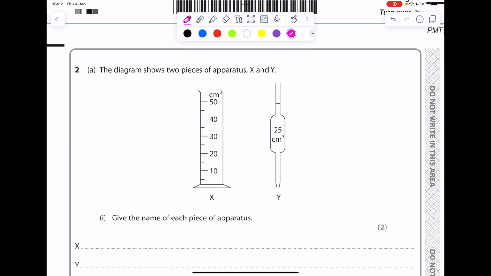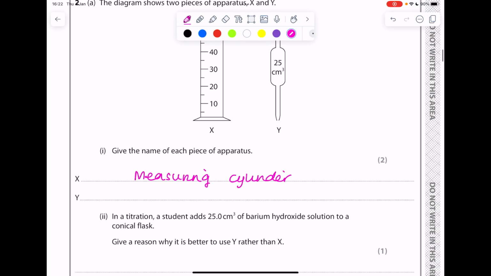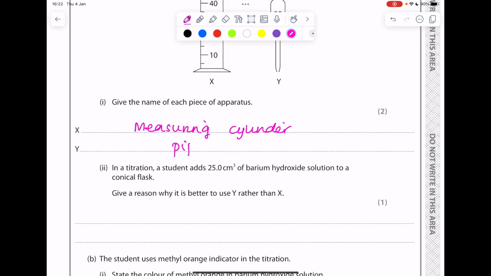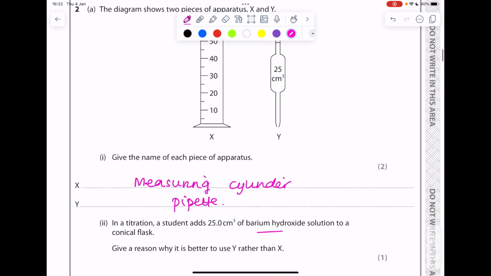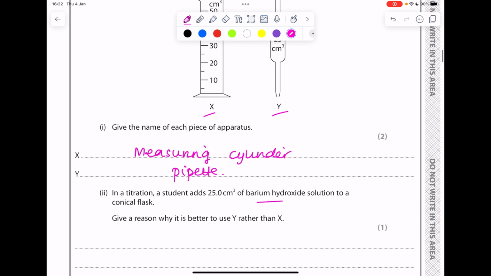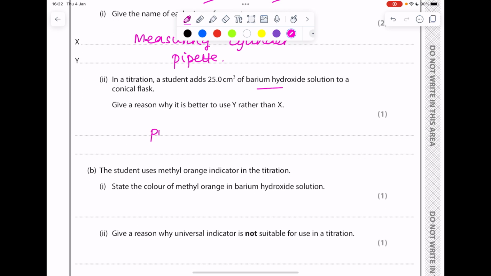The diagram shows two pieces of apparatus, X and Y. Give the name of each piece of apparatus. That first one is a measuring cylinder. The second one is a glass pipette. Not one of those rubbishy plastic ones that you squeeze. In a titration, a student adds 25 centimetres cubed of barium hydroxide solution to a conical flask. Why is it better to use Y compared with X? Hopefully you know the glass pipette is way more precise than a measuring cylinder.